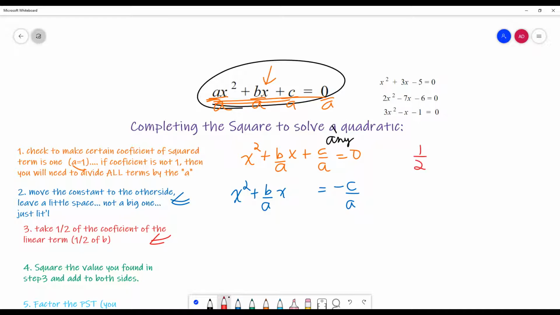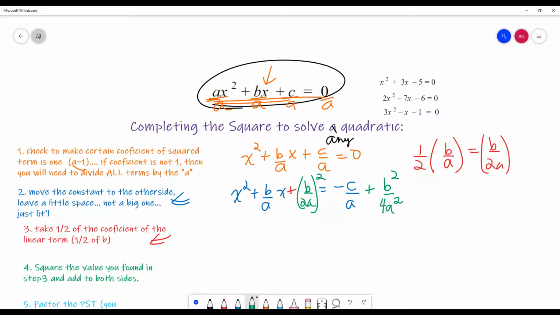I'm going to take half of my linear term. Well, the coefficient of my linear term is b over a. Half of b over a is b over 2a. But remember, I need to square it. So I need to take b over 2a and square it. I'm putting this in green. I'm going to square it and add it to both sides. When I add b over 2a squared, I get b squared over 4a squared.